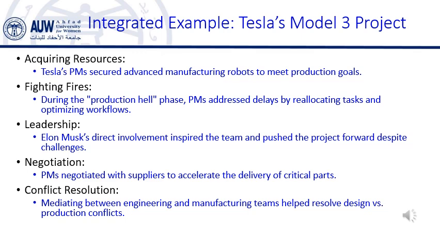Leadership. Musk's leadership and ability to inspire and make tough decisions were critical in overcoming challenges. Negotiation and persuasion. Negotiating with suppliers and persuading investors were essential for keeping the project funded and moving forward. Conflict resolution. Internal conflicts were resolved to ensure the team stayed focused on the goal.